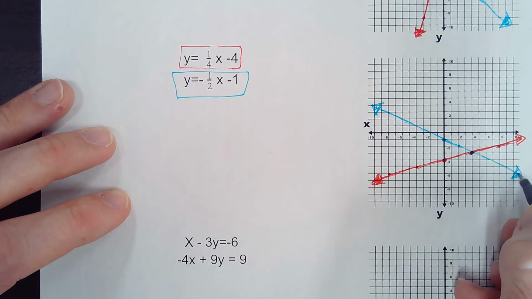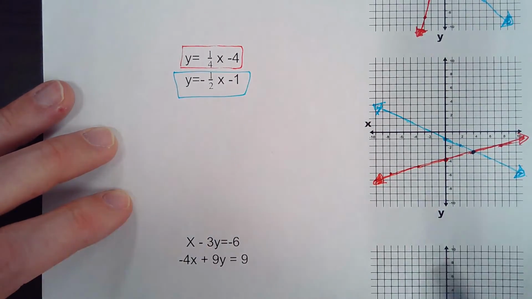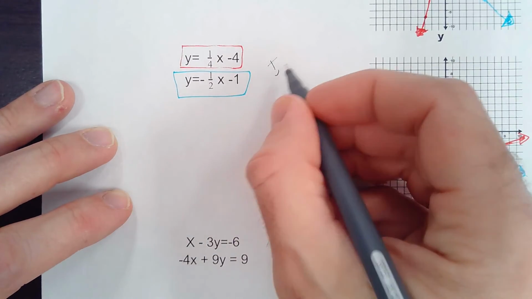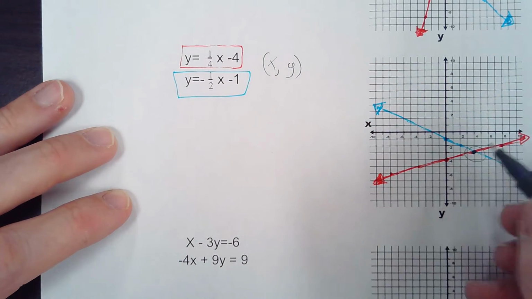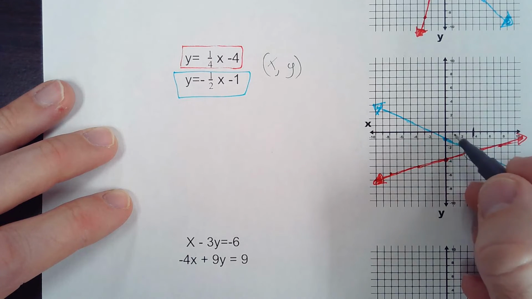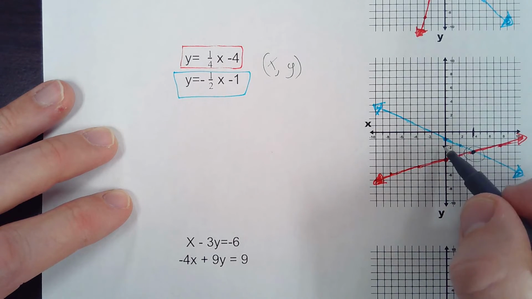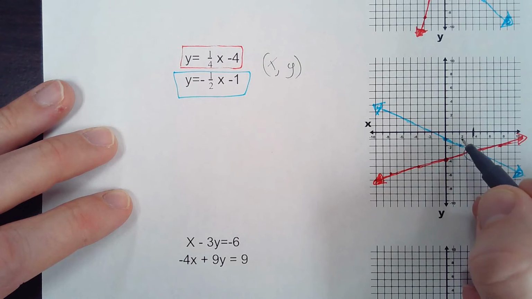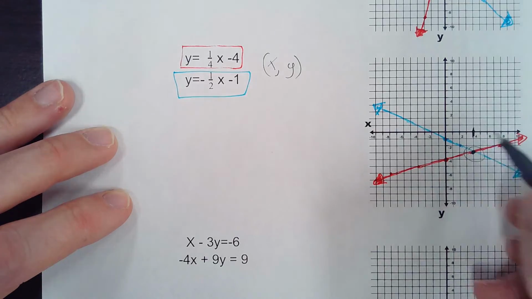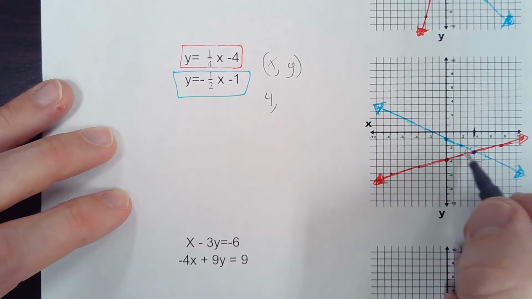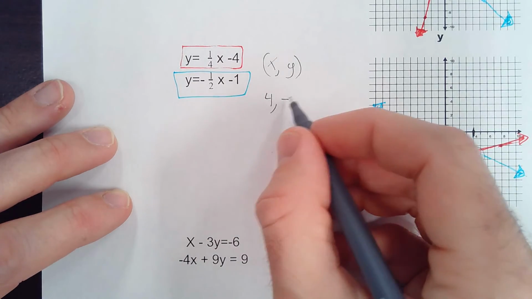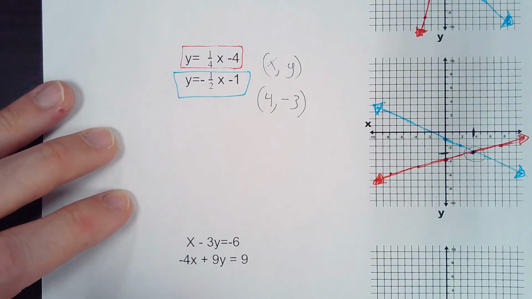So the solution to this system of equations is this point right here where they cross. So that point is, remember, it's x comma y. So my x is 3, right? 1, 2, 1, 2, 3. Oh, it's 4. Sorry. 4. And my y value is, looks like that's -3. 1, 2, -3. 4, -3.